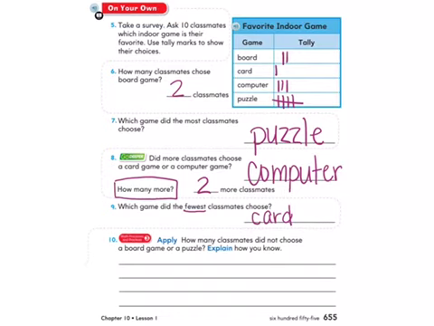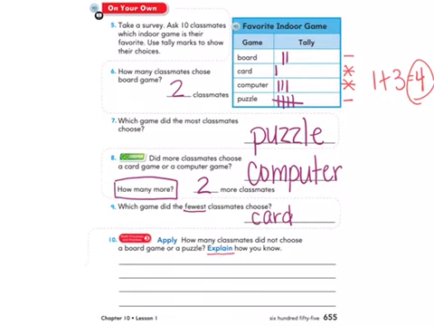So we're not looking at board game. We can look at the card game. And we can look at the computer game. We're not looking at puzzles because we're not going to count those ones because we want to see how many did not choose those. So we want to see how many people chose card or computer games. So we have 1 here and 3 for computers. So we're going to do 1 plus 3, which equals 4. So that means 4 people did not choose board games or puzzles.